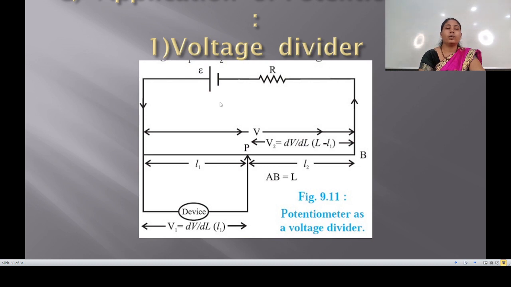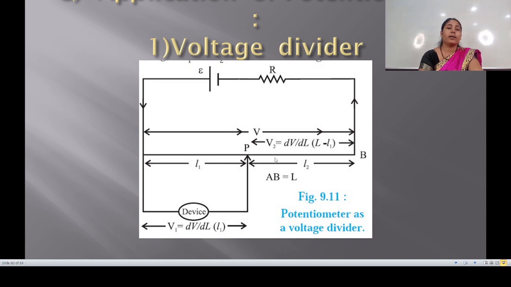Here is a diagram which shows voltage dividing. With the help of a potentiometer, we can divide the voltage at the middle point of the wire. Here, EMF E is connected, positive and negative, and resistance R is connected. Then the EMF is connected in series with resistance R.